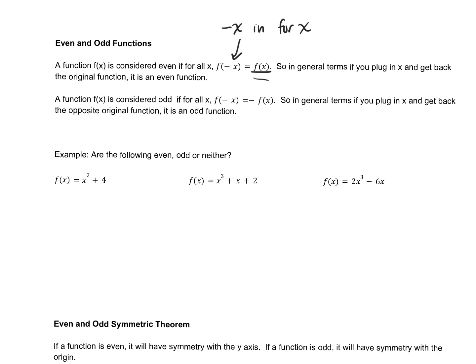A function is called odd if we plug in negative x, f of negative x, so I'm replacing x with negative x, and I get the opposite function. So this is the same, this is the opposite. Now an opposite function means all the signs are opposite. So all the positives become negative and all the negatives become positive. That is what the opposite is.